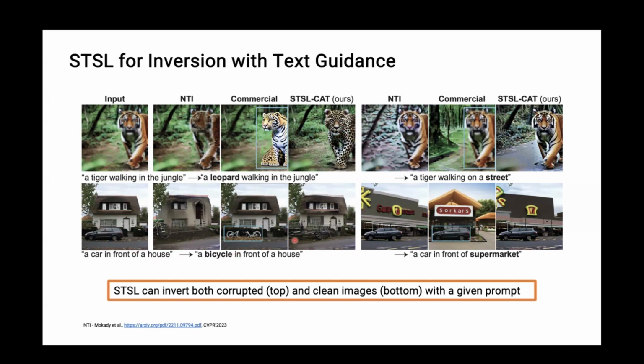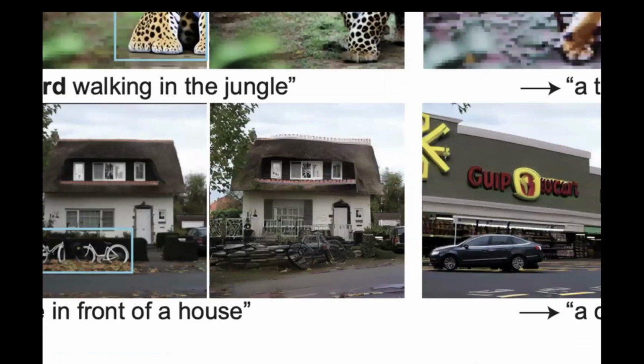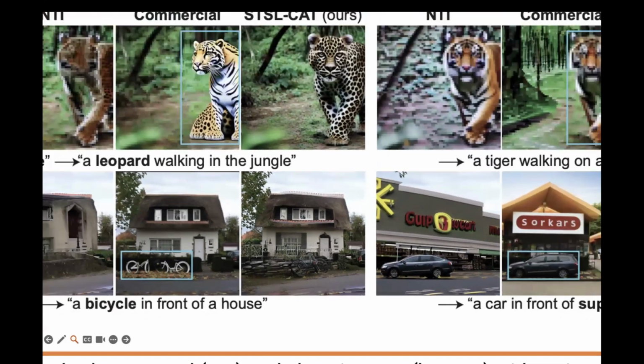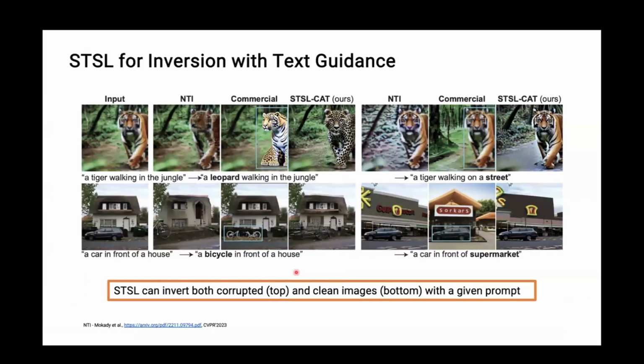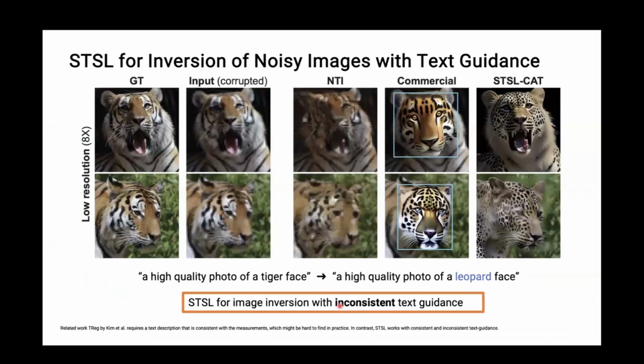Okay. Another example, this is a car in front of a house, and we want to convert it to a bicycle in front of the house. So I want the same house. A previous method may change the house, whereas our method is actually able to get a similar kind of house with the bicycle in front of it. So this is text regularized. And we can deal with both corrupted and clean images with the text prompt. I'm not talking about the methods. It's what we talked about, used in a different pipeline.